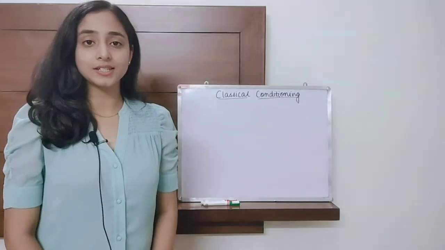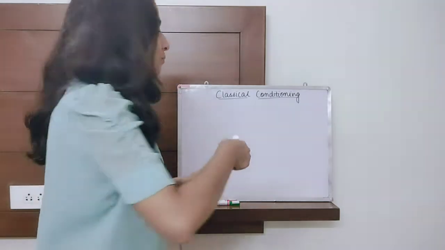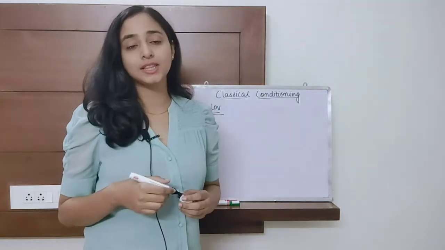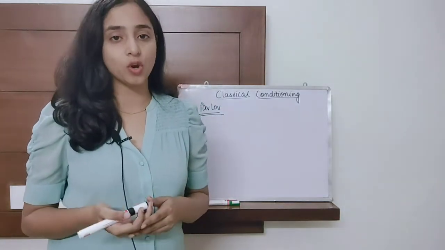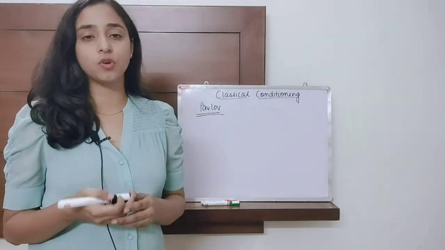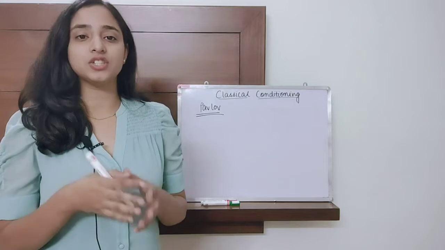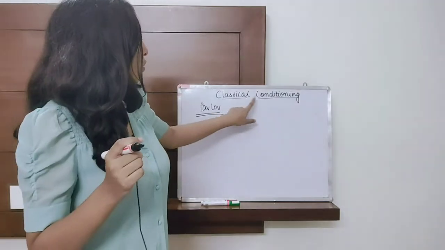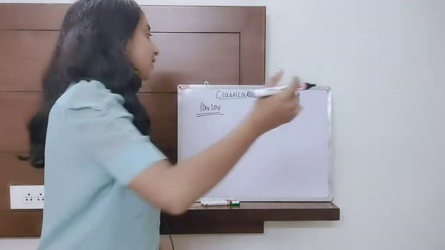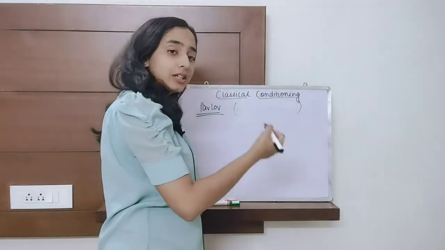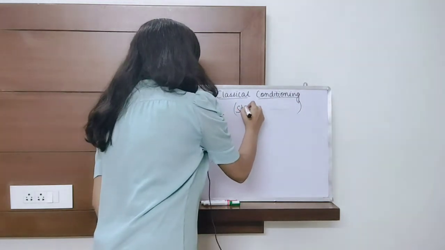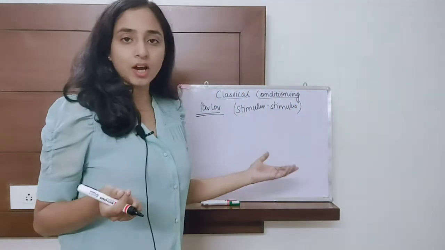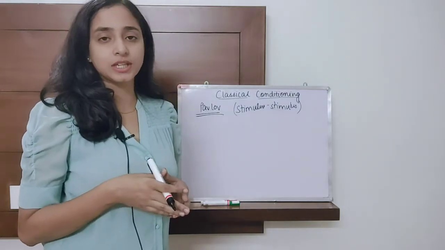The concept of classical conditioning was first introduced by Pavlov. It is very interesting to note that Pavlov was not originally a psychologist. He was a neurologist and physiologist. He was interested in the digestion mechanism of the dogs. Now, he observed classical conditioning and he describes classical conditioning as a learning which takes place with the association of a stimulus with another stimulus. This will become more clear when we discuss the experiment which was conducted by Pavlov.